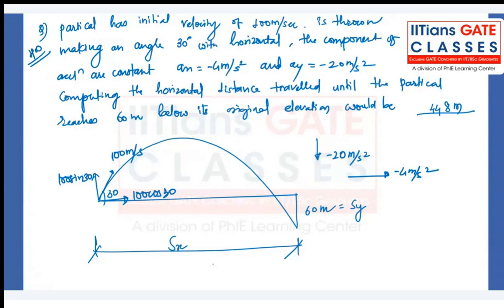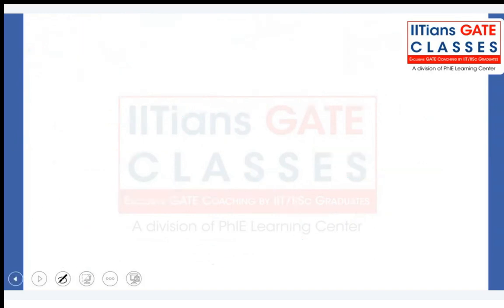I'm intentionally giving this to you so that you can spend some time. Whatever derivation we have done is for Ax equal to zero, we have acceleration only in the Y direction. Here I'm giving you Ax also. So I want you to work on it, think on it and solve. What will change, what will not change, okay? Let me give you one more question, which we'll solve now.